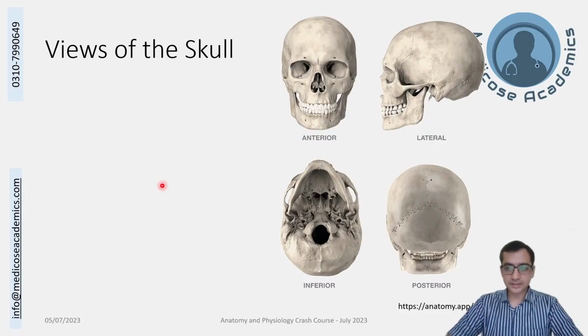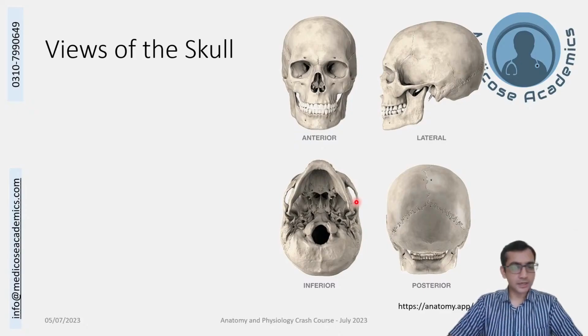Let's start with the easy aspect. I will be moving from Norma Calvaria, then Norma Frontalis, Norma Lateralis, and the interior of the skull. In the last, we will go to the base of the skull, and we will move to the mandible topic. When we do the temporomandibular joint, inshallah, we will cover it with that.